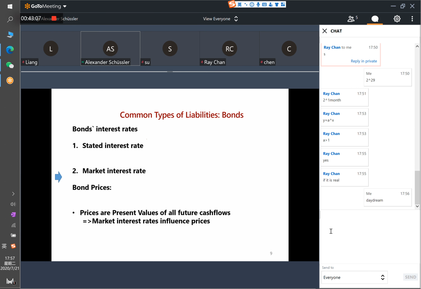When you're talking about bonds, you have 2 different interest rates. The stated interest rate is also called the coupon. This is the interest rate printed on the bond. And then there's a market interest rate, and this is the effective interest rate. The stated interest rate is fixed, it's printed on the bond, and the market interest rate can change when the circumstances change.